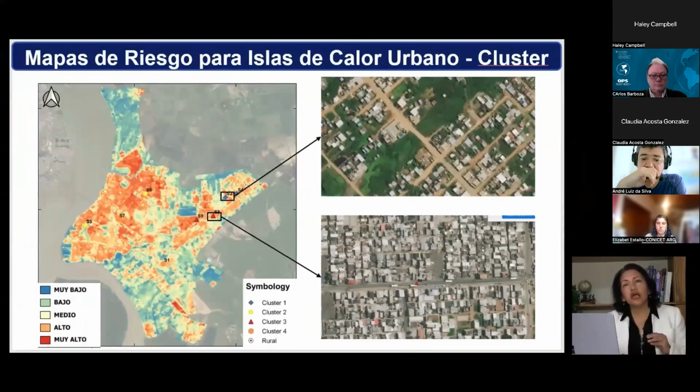Here, for example, we can see a risk map of urban heat islands, which we created using remote sensors. Remote sensors provide high-resolution information to know what happens and where the highest temperatures are. But we verified this using both satellite images and information gathered by going into the territory, into the fields.